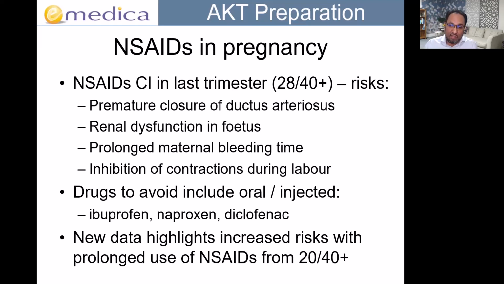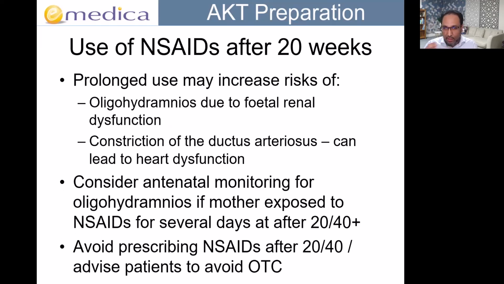But the latest data basically says that there's risks even from 20 weeks onwards. And those are that it can reduce fluid, and that can impact the risks to the baby. This is because of renal dysfunction, and that it can also cause constriction of the ductus, can cause heart dysfunction. So they now recommend, if someone might not know this and have been taking it over the counter, even from 20 weeks onwards, they should have increased antenatal monitoring, and that we should avoid prescribing it after 20 weeks and advise patients don't take it over the counter. Stick to something like paracetamol.